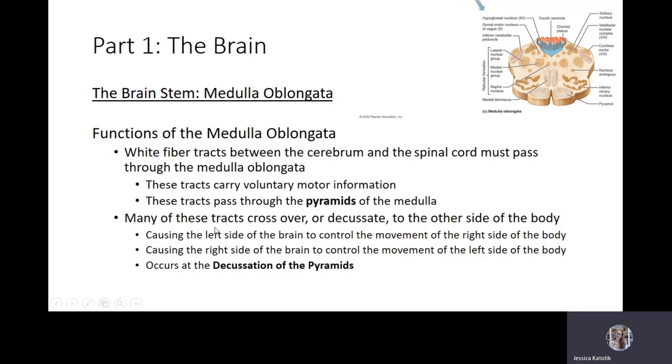Many of these tracts or axons will cross over to the other side through a process called decussation. And what will happen is it will allow for contralateral control of the body. So what does contralateral mean? It means that the left side of the brain is going to control the right side of the body, and the right side of the brain is going to control the left side of the body. And within the medulla oblongata, many of these crossovers are going to occur at the decussation of the pyramids.